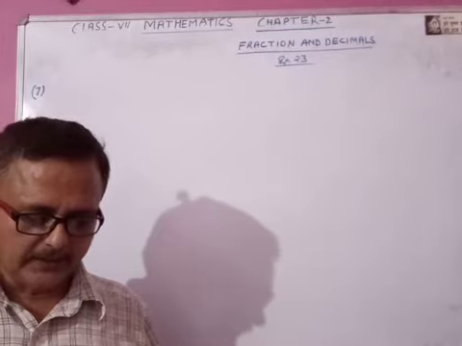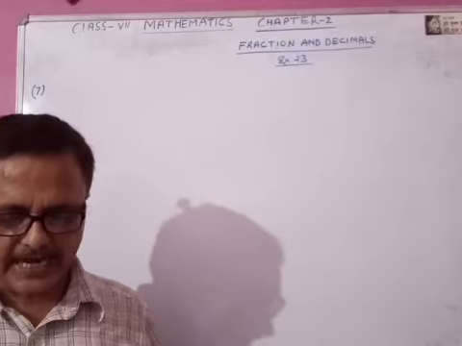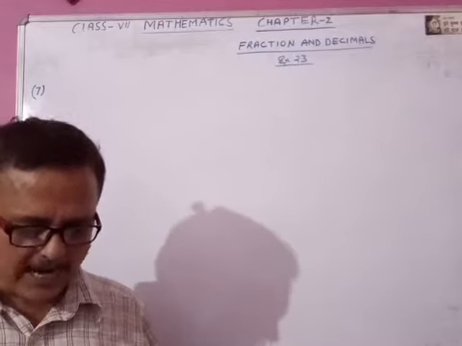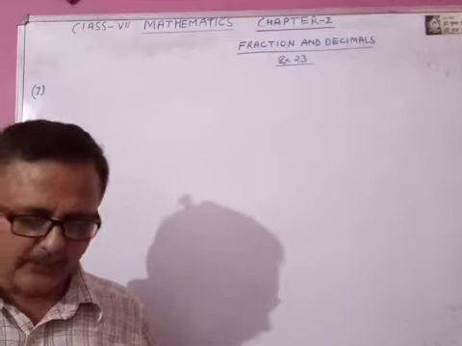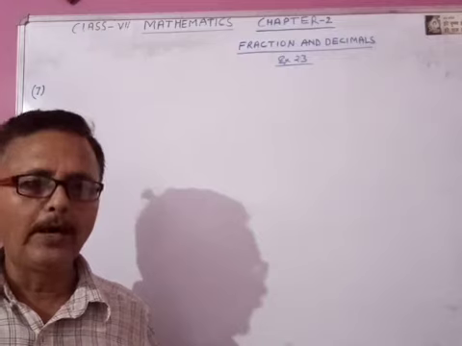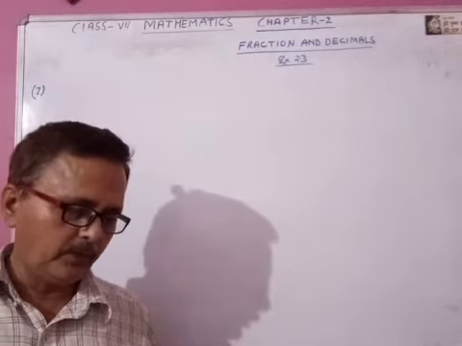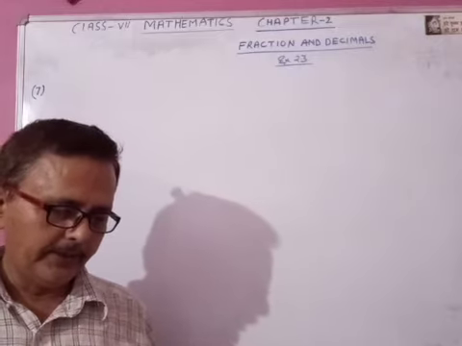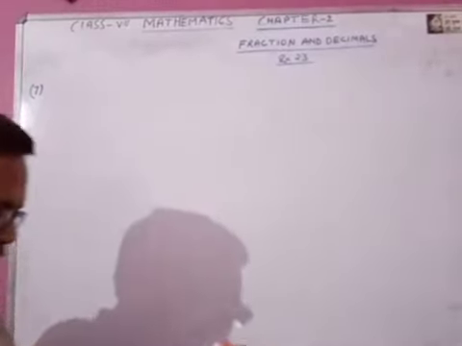Question number 6. Deepika reads a book for 1 whole 3 upon 4 hours every day. She reads the entire book in 6 days. How many hours in all were required by her to read the book? This question you will do by your own. You will multiply 6 by 1 whole 3 upon 4 hours. You will get the total hours for reading the entire book.